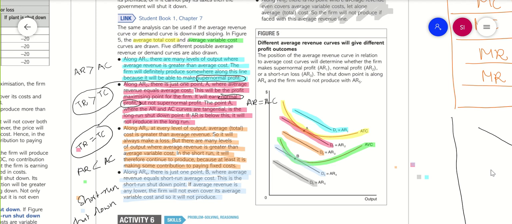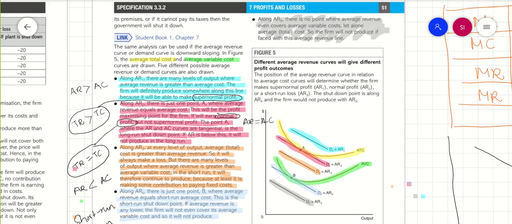Looking into the last gray line, D5 AR5, here even the average variable cost is not covered, where average revenue doesn't even cover the average variable cost, and therefore the firm will not produce if faced with this average revenue line.